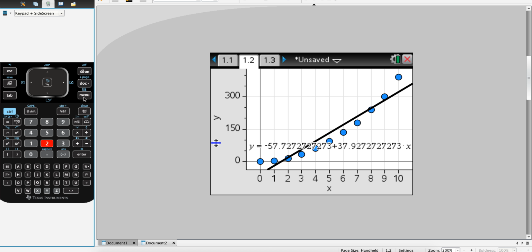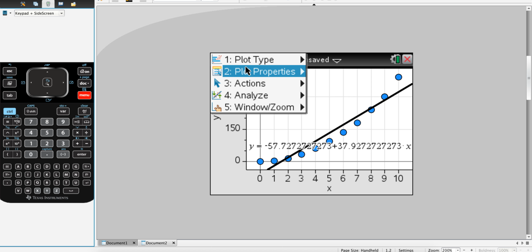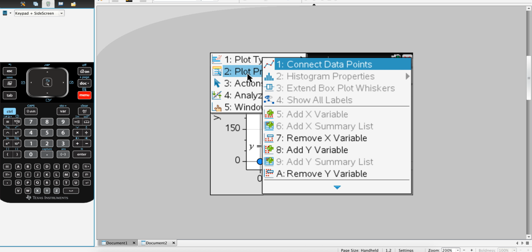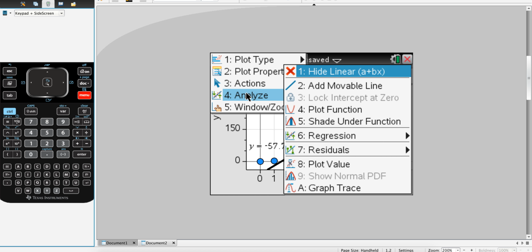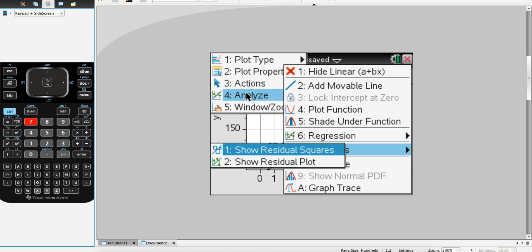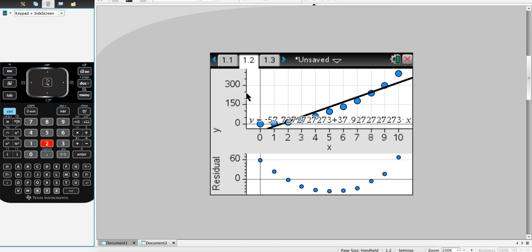What I'm going to do now is put the residual plot on, and we're going to see what sort of pattern we get, because I am assuming a pattern is going to emerge here because we don't have a linear relationship. So 7 for residual, so menu 4, 7, and then 2 for the residual plot. And as you can see, a very, very clear pattern. Bit of a parabola happening here.